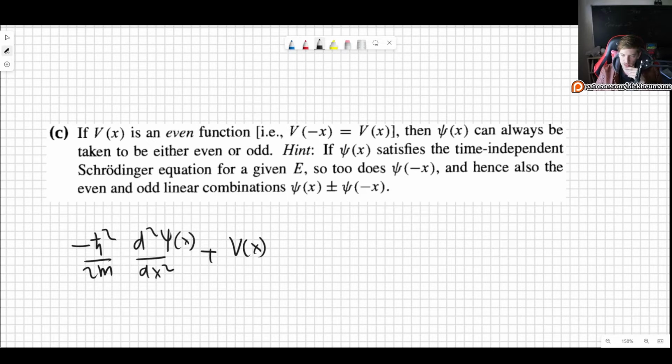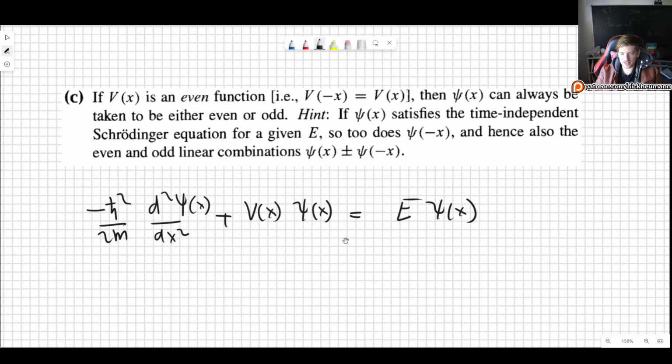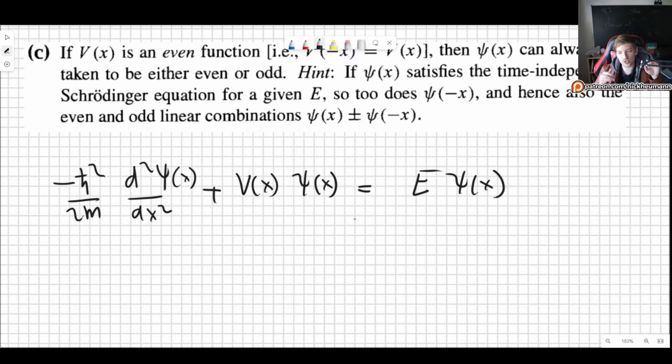Actually, I'm going to write H of x here. That's going to be important this time. And this is equal to E psi of x. So we know that for this case, psi is the solution. Again, we may not know what it looks like, but we know that it is a solution.